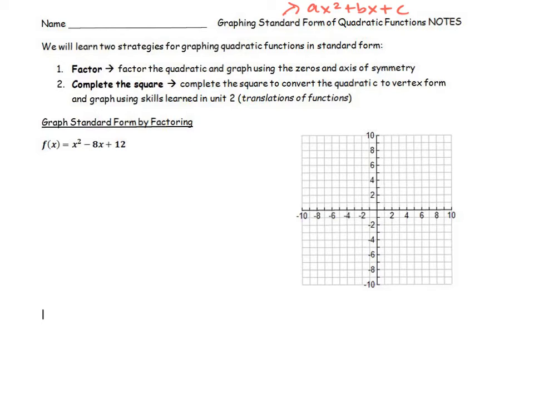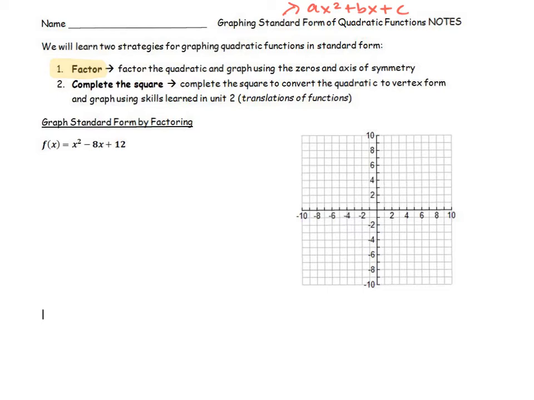So we're going to talk about two different strategies, and we will clearly tell you when you should be using either of the two strategies. The first strategy is that we will factor first, and we've actually already talked about this. So factoring should be a little bit of review. And that will only work, obviously, if the standard form quadratic can be factored. Not all quadratics can be factored.